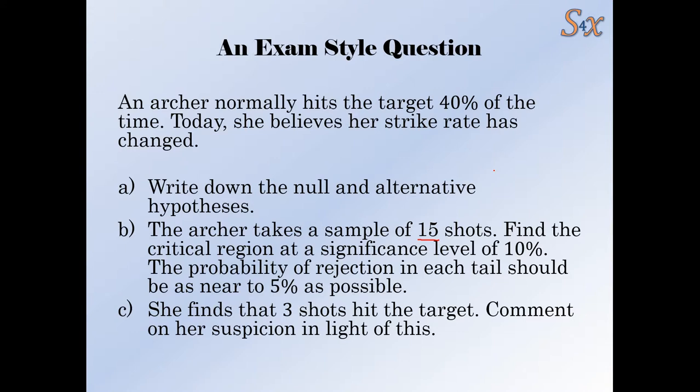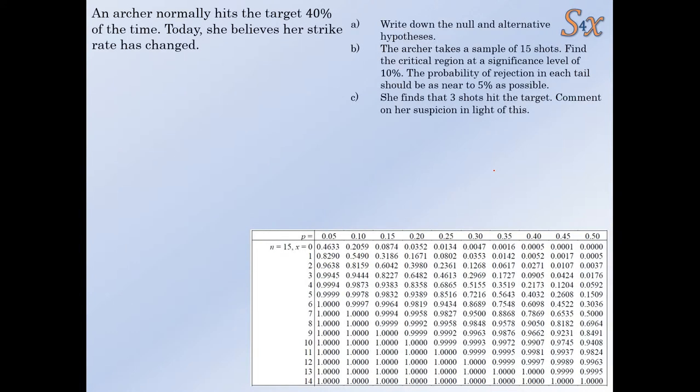Okay, hopefully you've had a bit of a go at that question, so let's have a look at the answer. So the first bit was to write down the null and the alternative hypothesis. So we want our H0 and our H1. Okay. Also, it's worth writing down the distribution. X is binomially distributed. N is 15 for part B. There's going to be 15 in the sample.